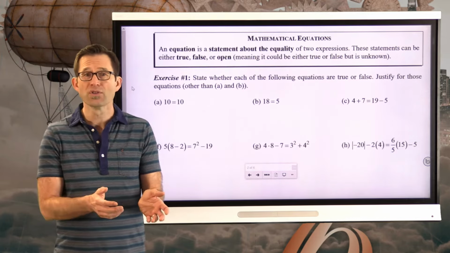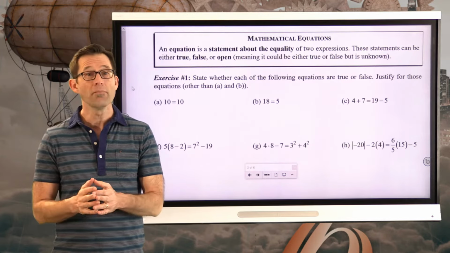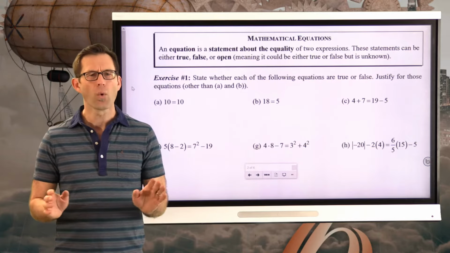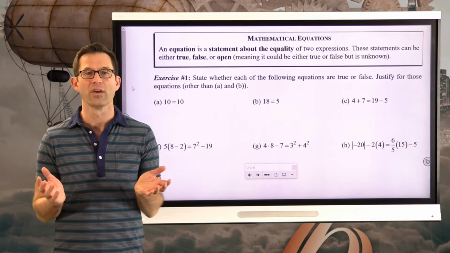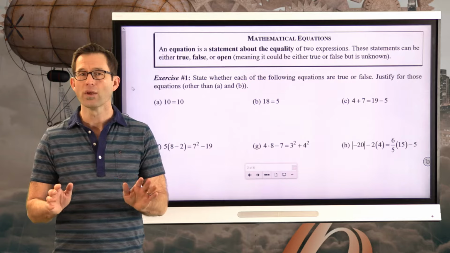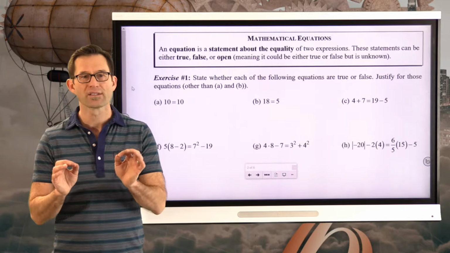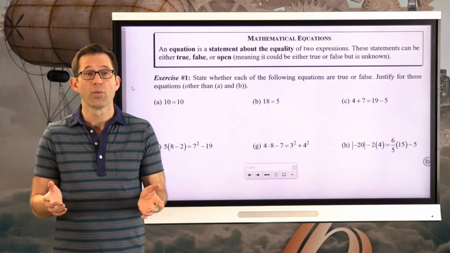Like I could say, hey, I'm older than 40. That's a statement about my age, and it's true. But the statement about equality could be false. I could say, hey, I was a pole vaulter back in high school. That would be false. That would be a lie. Or it could be open, which basically means I can't tell whether the equation is true or false. So we just start with the idea that an equation is a statement about the equality of two mathematical expressions, and that can be true, false, or open if we can't tell.